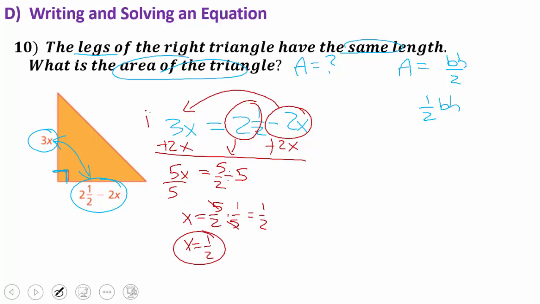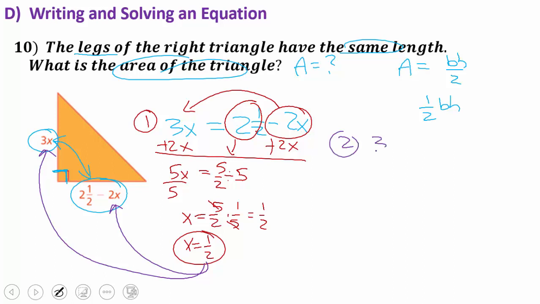That's not even close to the answer to this question. This is the first thing we did. All that gives us is the value of x. So the second thing we have to do is take this 1/2 and put it in here and find the length of these sides. So for the first side, we're going to take 3 times 1/2 and get 3/2. Some people might want to go 1.5, whatever. And then for the other side, we're going to take 2 1/2.